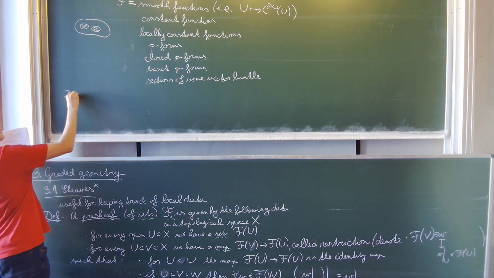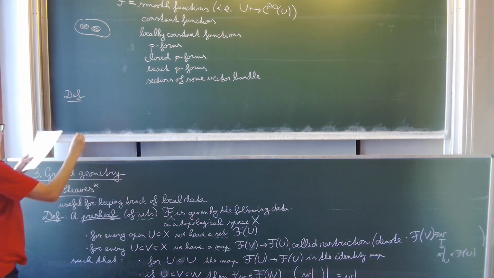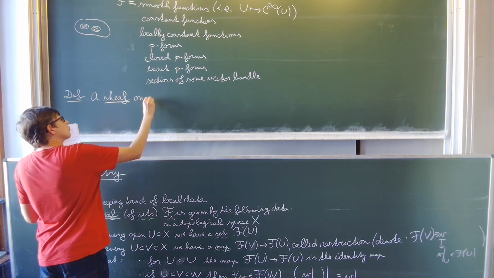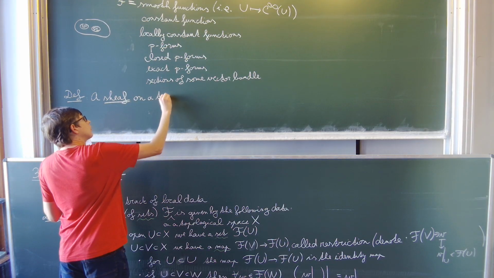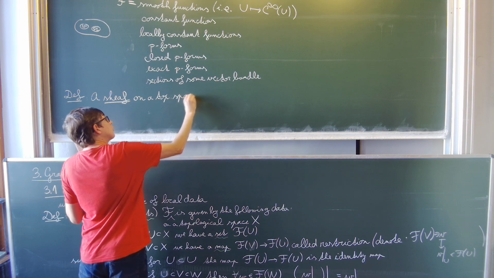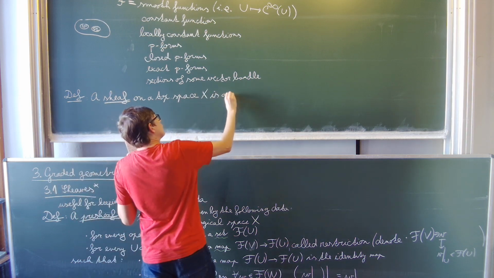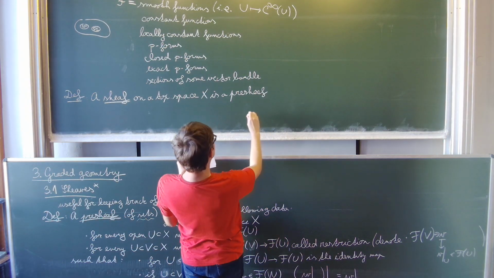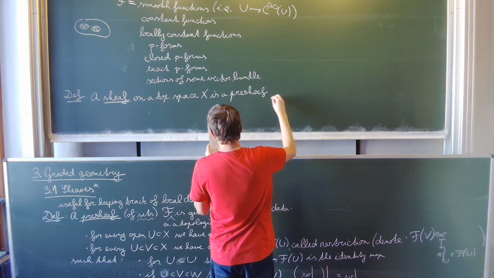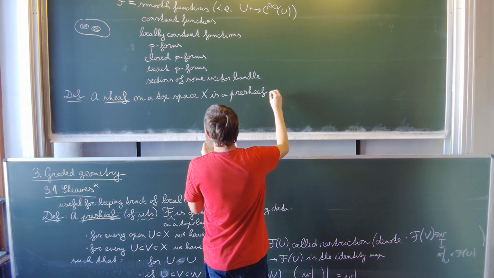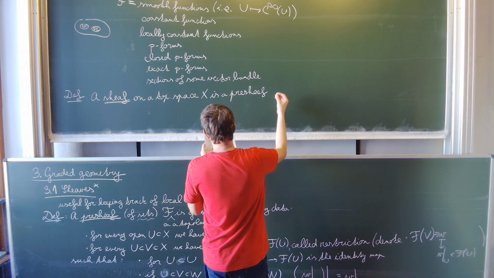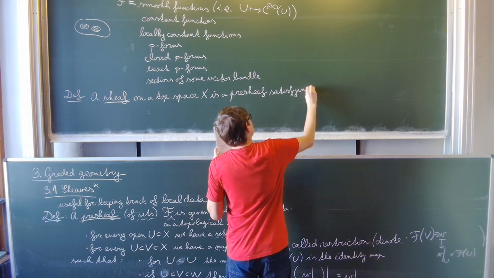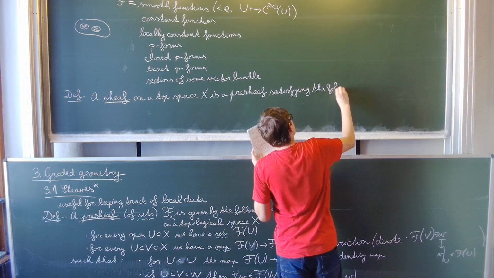Now, okay, what is a sheaf? A sheaf on a topological space X is a presheaf. So it's the same type of data, a presheaf, but it has one more condition or two, depending on how you see it, satisfying the following extra condition.